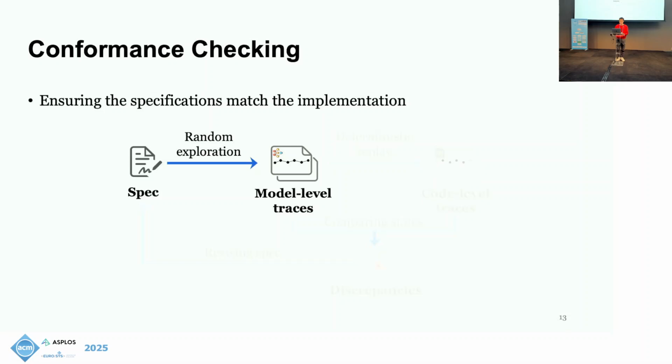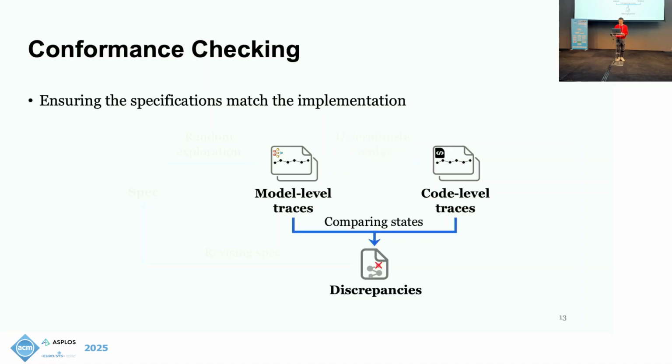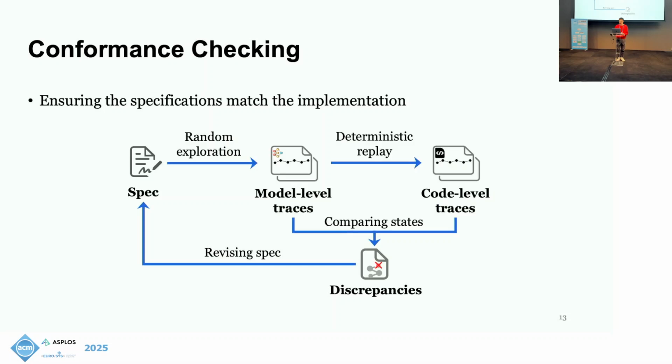Here is the workflow. First, for a spec, the conformance checker explores model-level state space randomly to generate model-level traces. Then, it replays them in the implementation to generate code-level traces, and compares model and code-level traces. If the conformance checker detects a discrepancy between the spec and the implementation, we debug and revise the spec to match the code behavior. After the spec is updated, we run a new round of conformance checking until it passes. The continuous conformance checking helps us find several discrepancies and improve spec quality efficiently.